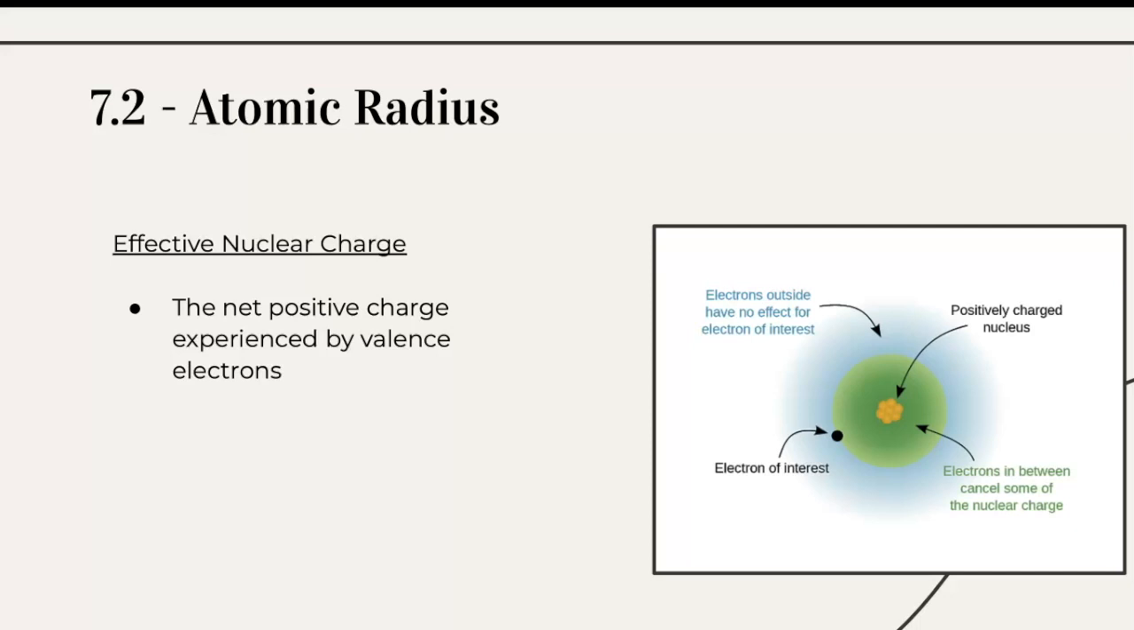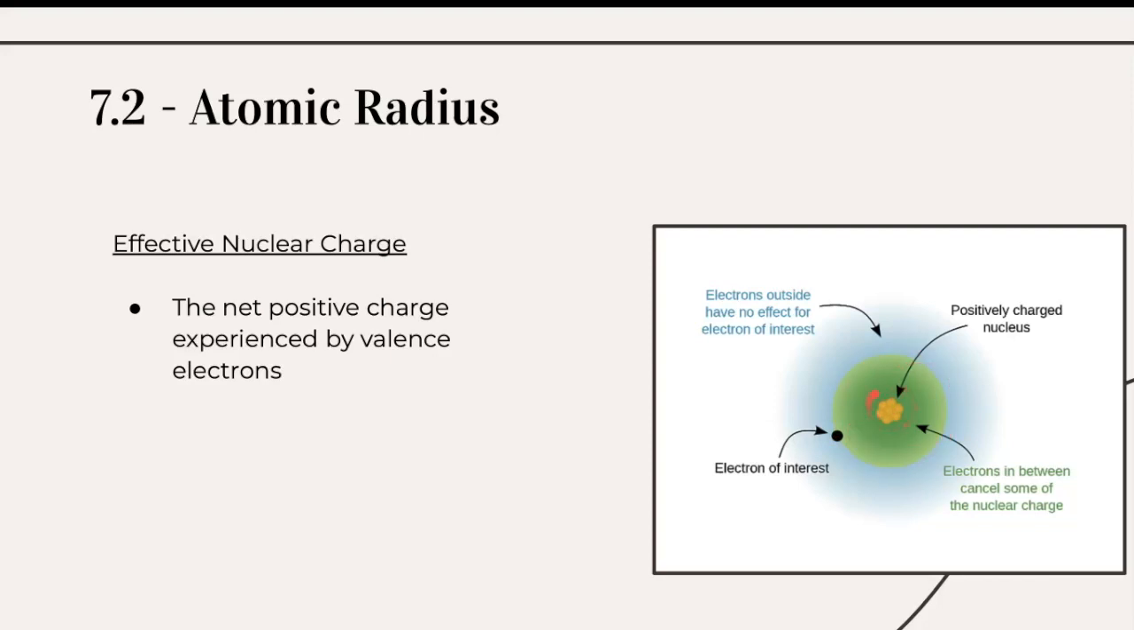The next thing to examine is effective nuclear charge, which is the net positive charge experienced by valence electrons. So as we know, opposites attract. So the nucleus, a positively charged particle, and electrons, a negatively charged particle, will attract each other. However, electrons will repel each other since they have the same charge. So looking at this visual, the electron of interest is the valence electron, and the electrons in between cancel some of the nuclear charge experienced by this positively charged nucleus. So the attraction between this electron and this nucleus is lessened by the electrons in between.